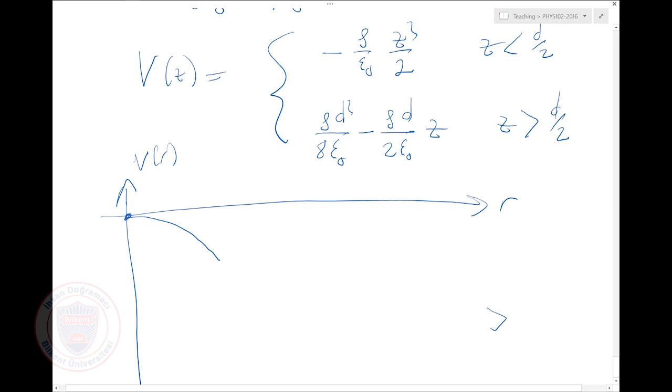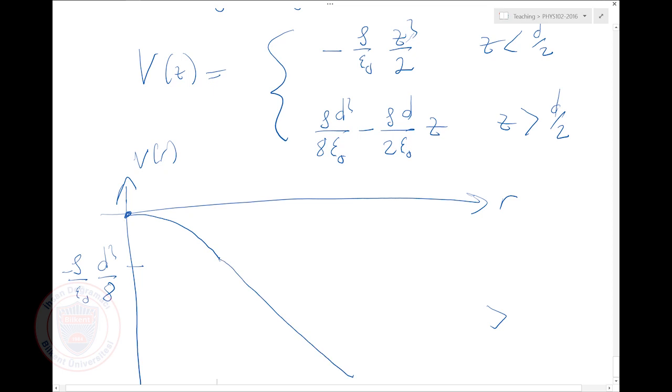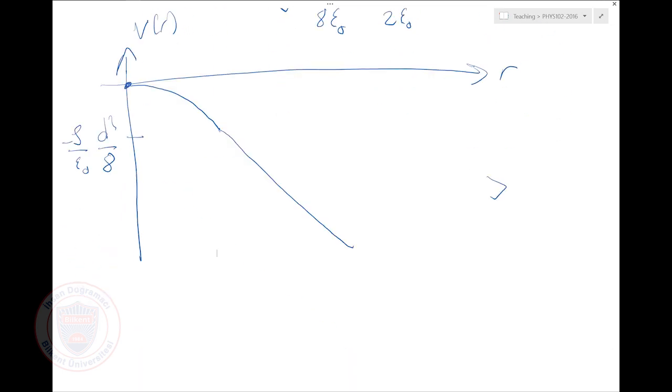So all my potentials are going to be negative. That's okay. So on the inside, what does the potential look like? It actually decays as z squared. Then what's the value at d over 2? It's going to be minus rho over epsilon 0, d squared over 8. And then from that point on, it's going to go linearly down to infinity. Okay?